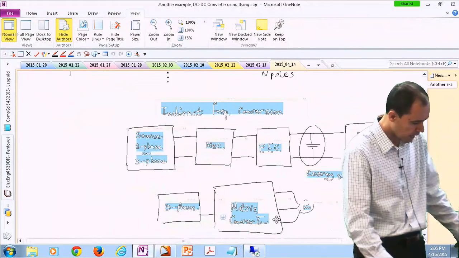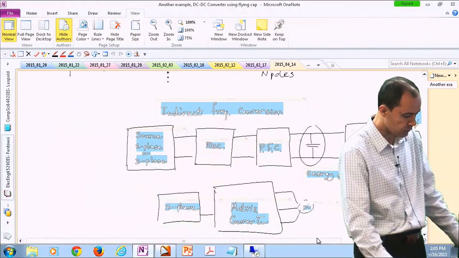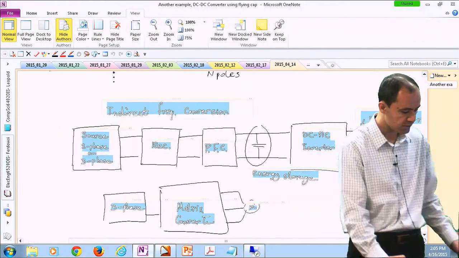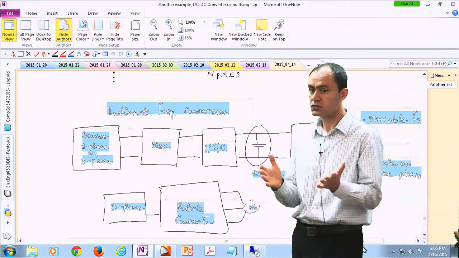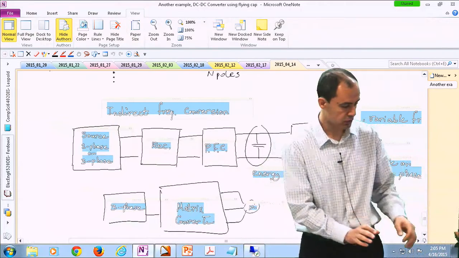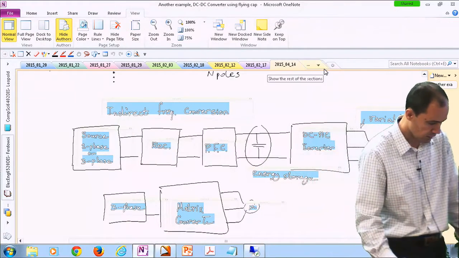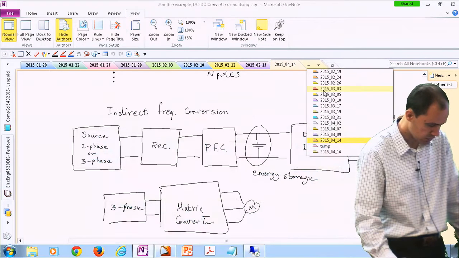Then I was going to explain one of the applications of a matrix converter, which is actually the most common application of the matrix converter. And we ran out of time, so let's take a look at it now.